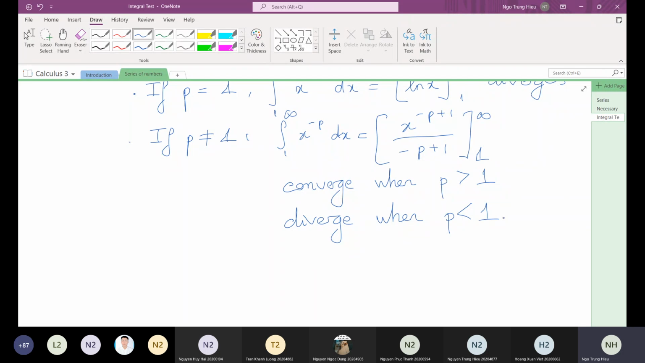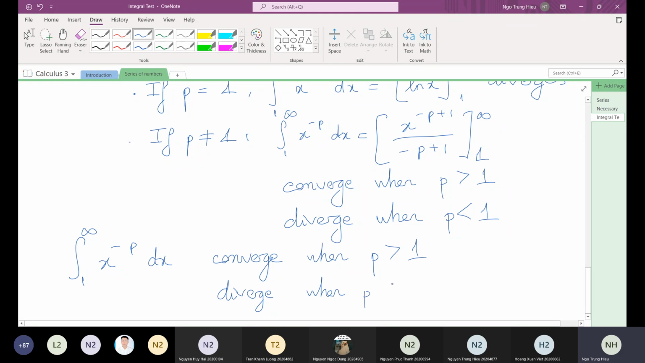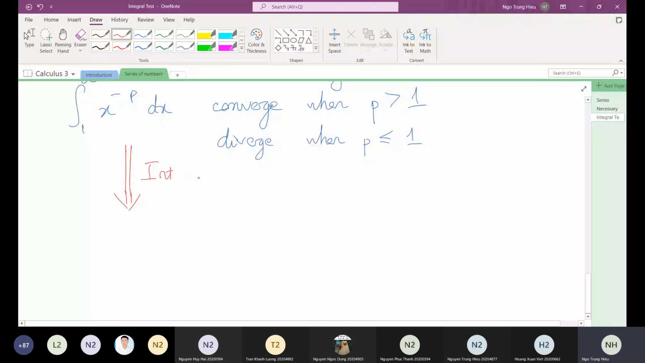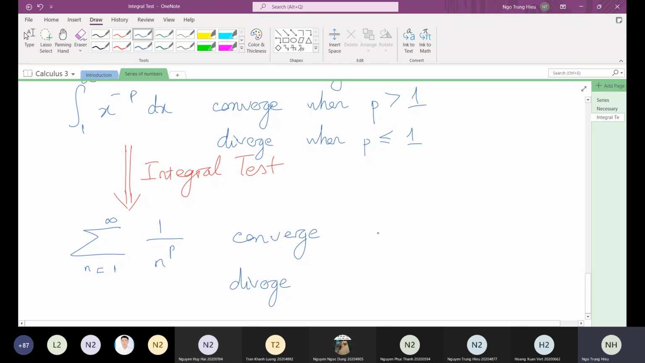So you see that the integral from 1 to infinity of x to the minus p dx converges when p is bigger than 1, and diverges when p is less than or equal to 1. So by the integral test, we will see that the sum of 1 over n to the p has the same convergence or divergence. It converges when p is bigger than 1, and diverges when p is less than or equal to 1.